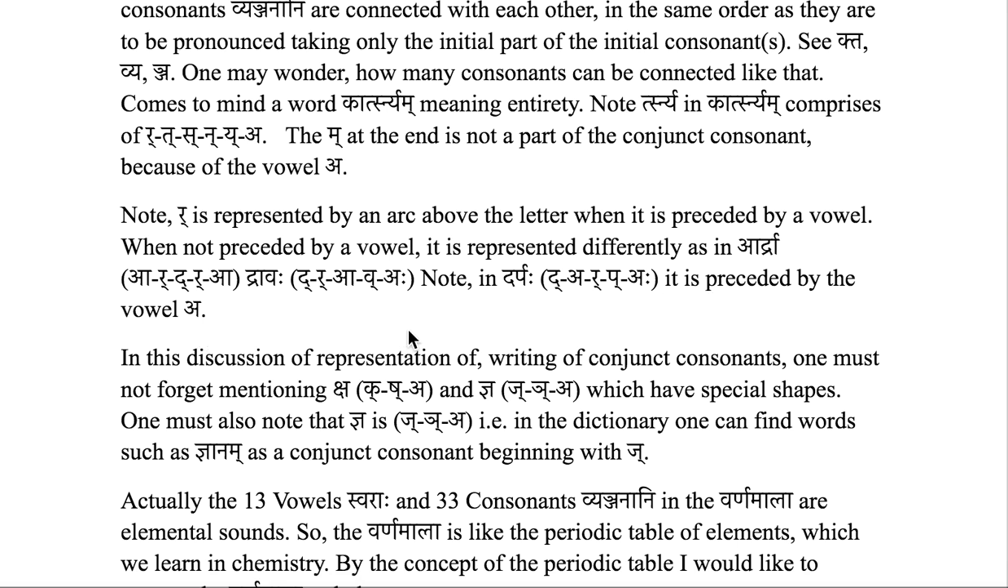In this discussion of the writing of conjunct consonants, one must not forget mentioning ksha, k, sh, a, and jna, j, n, a, which have special shapes. One must also note that jna is j, n, a. That is, in the dictionary, one can find words such as jnanam as a conjunct consonant beginning with j, so under the alphabet j.